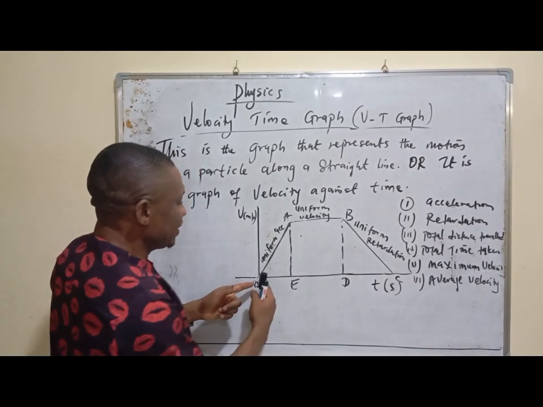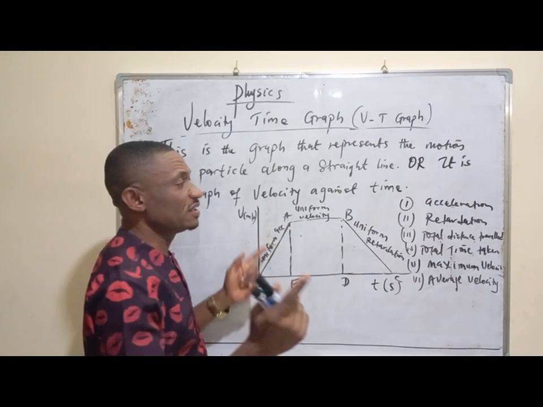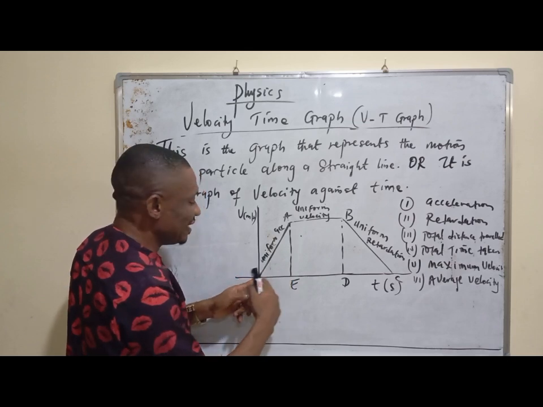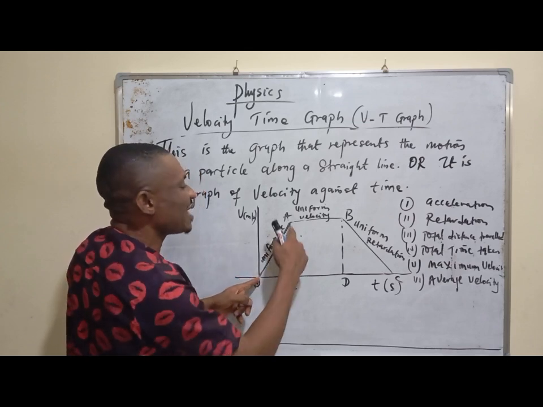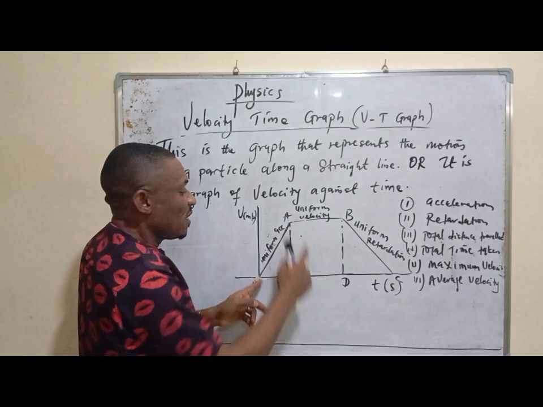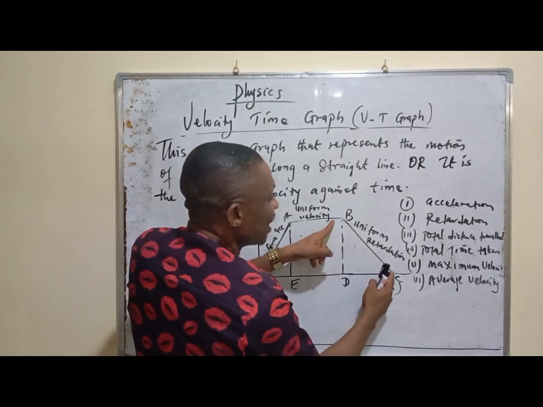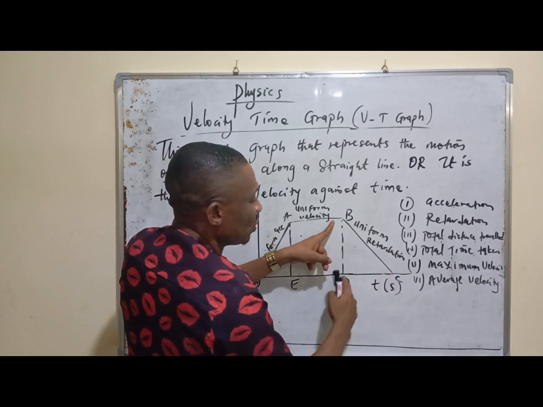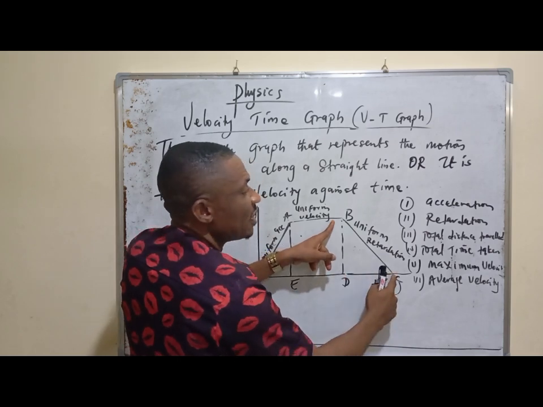When you talk about acceleration, you consider from here to here. So from here to here is the time taken for this particle to accelerate. Now here to here is called retardation. So the time taken for this body to come to rest is from here to here.